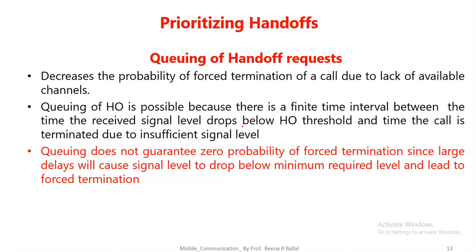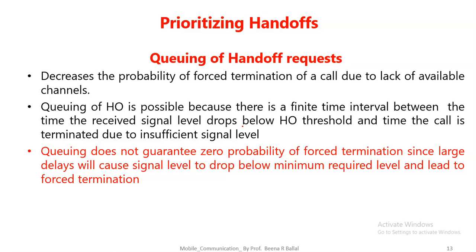Now, what happens in queuing of handoff request? It decreases the probability of forced termination. Whenever a handoff is required, the queuing of handoff is done, and queuing is possible because there is a finite time interval between the time the received signal level drops below the handoff threshold.